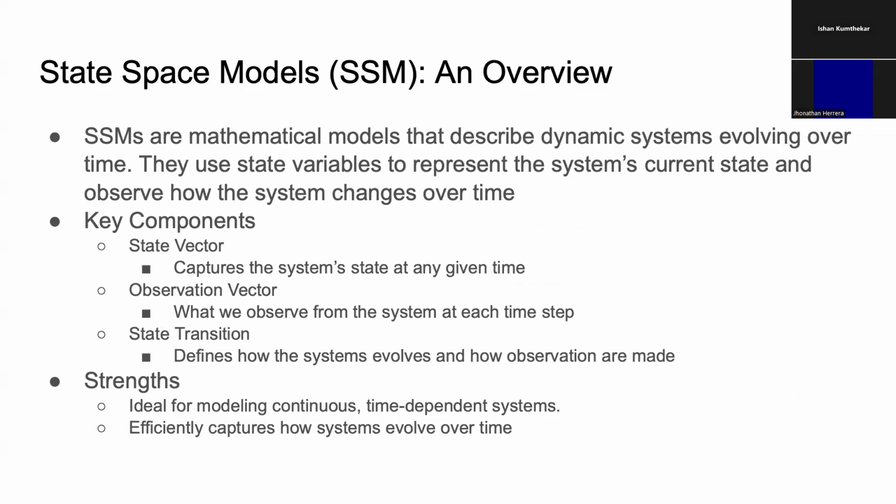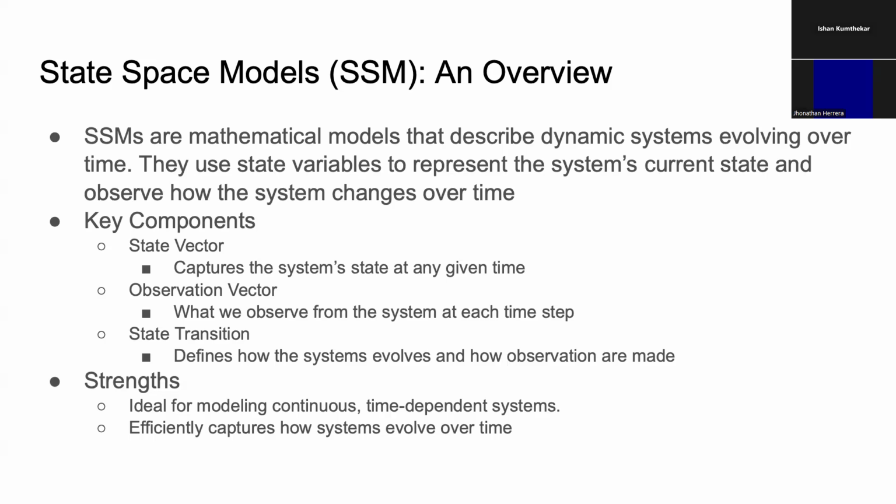Okay, so now we can go into what a state space model is. A state space model is a mathematical model that describes a dynamic system evolving over time. They use state variables to represent the system's current state and observe how the system changes over time. The mathematical equation is an actual equation used for many different things, but someone was able to modify it so it could be used in machine learning to predict things based on the current state and the previous ones.